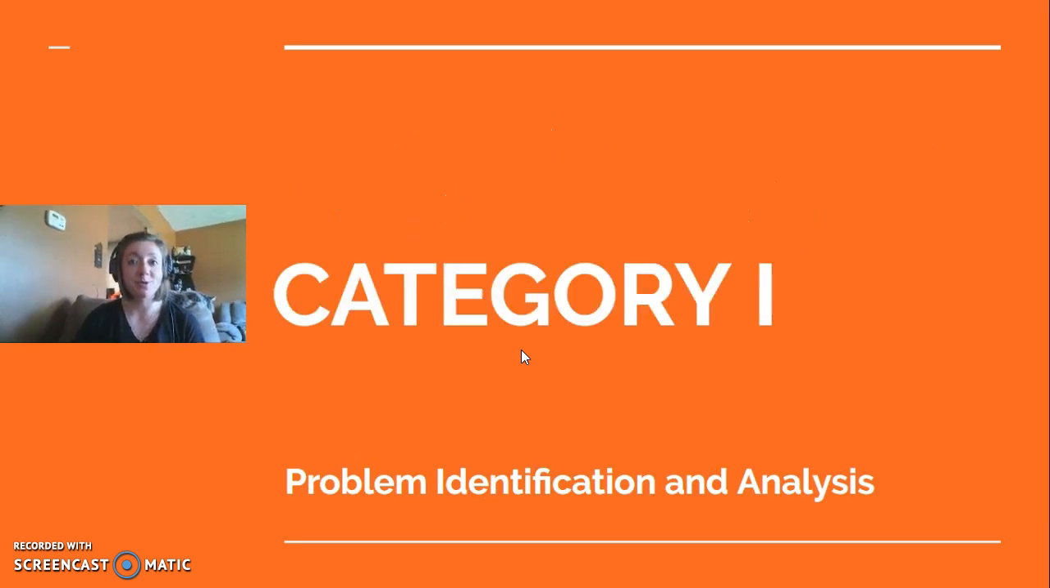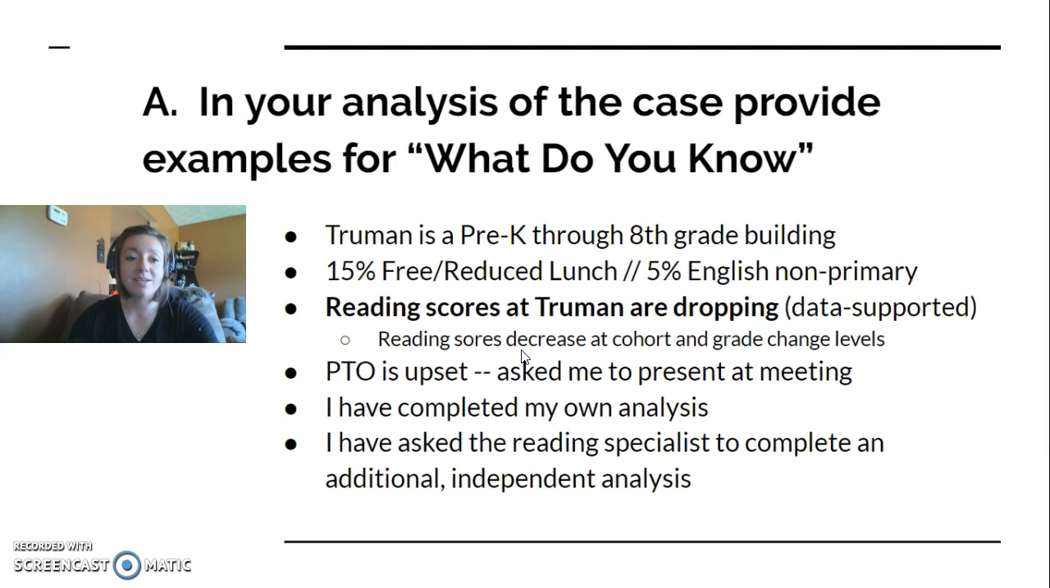So we're going to talk about the Truman Elementary School case study. First, identifying the problem and analyzing what needs to be done. So what we know is that Truman Elementary is pre-K through 8th grade within the building. About 15% of the student population receives free and reduced lunches, and 5% are English non-primary, or the primary language spoken in the home is something other than English.